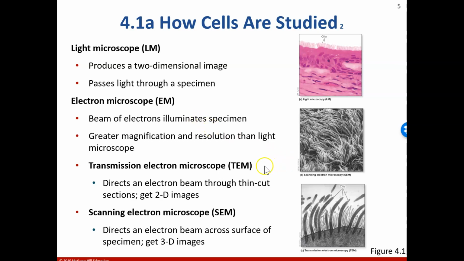And we have two different types of electron microscopes. We have our transmission electron microscope, which an image of it is right down here. We're using electron beams through a thin cut section, and we get 2D images. Whereas with our scanning electron microscope, which an image of it is right over here, we can direct that electron beam across the surface of a specimen and get 3D images. So here you could see the full scale of what cilia look like compared to this 2D image, in which we are just seeing almost like a cross-section of what a cilia looks like.